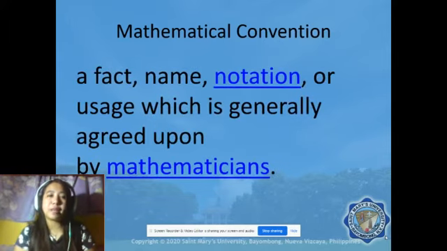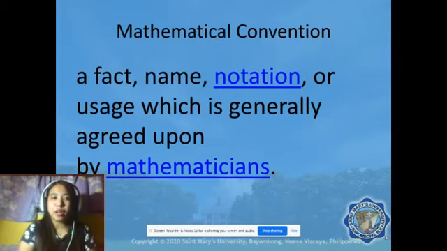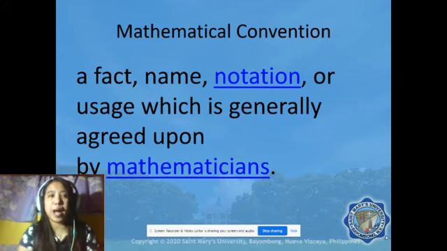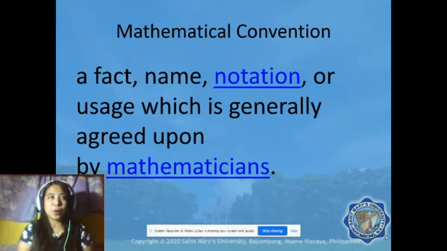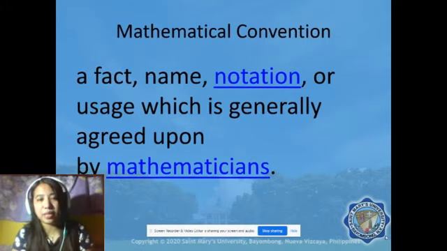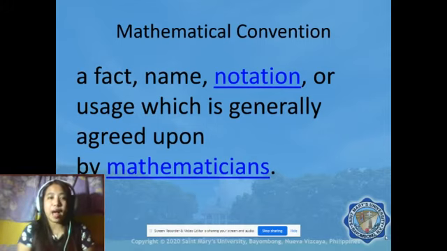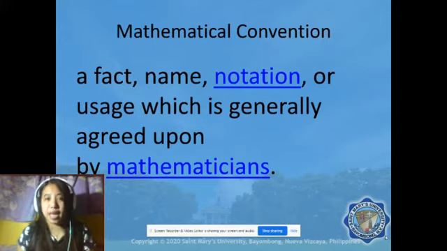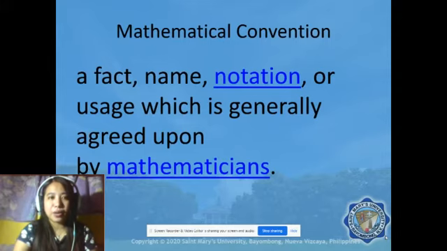The definition of mathematical convention is that it is a fact, a name, notation, or usage which is generally agreed upon by mathematicians. An example of this is the rule of what to do if we have combined operations like addition, subtraction, multiplication, and division in one expression. The tendency is, of course, to follow the MDAS: multiplication and division before addition and subtraction. That's just one example of mathematical convention.